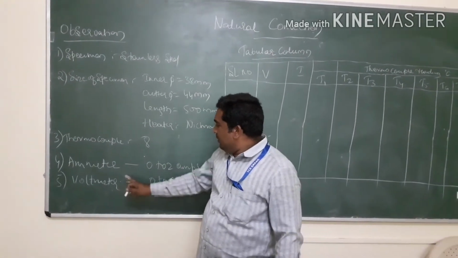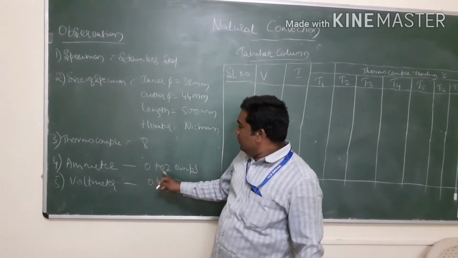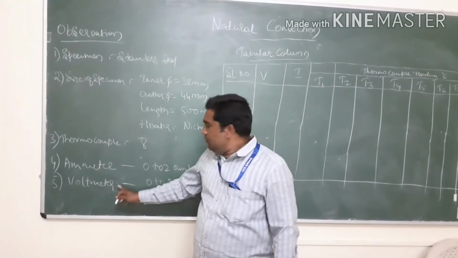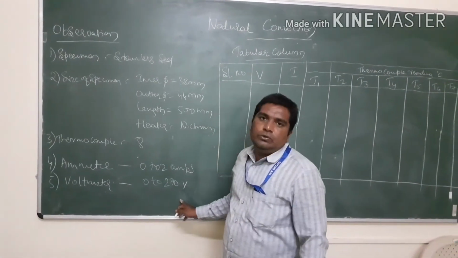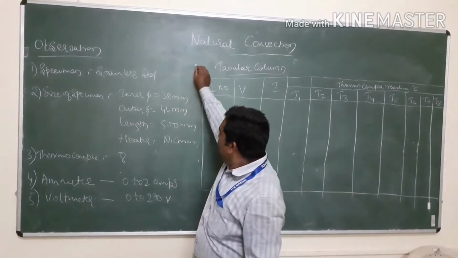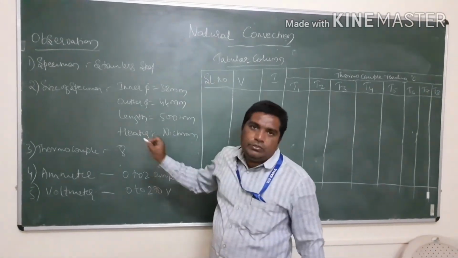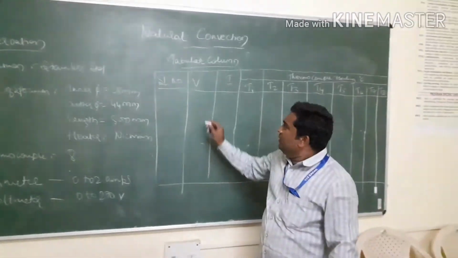And next is the emitter, which ranges from 0 to 2 amps, and there is a voltmeter which ranges from 0 to 270 volts. These are the observations that are required for this experiment. So next, note down the tabular column.